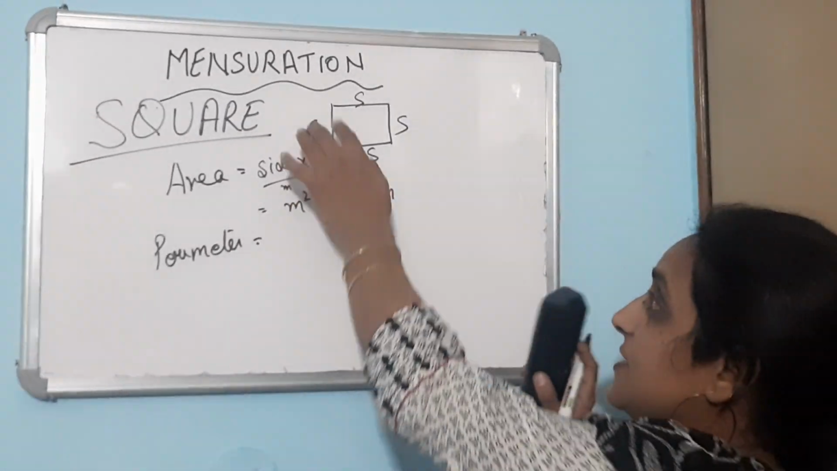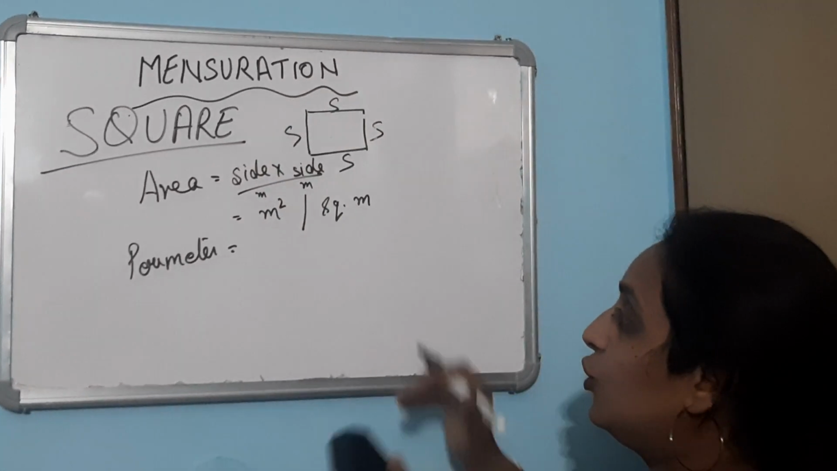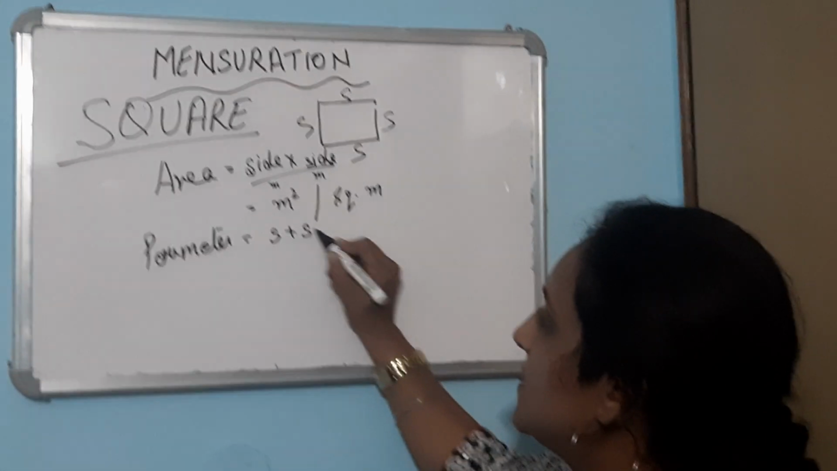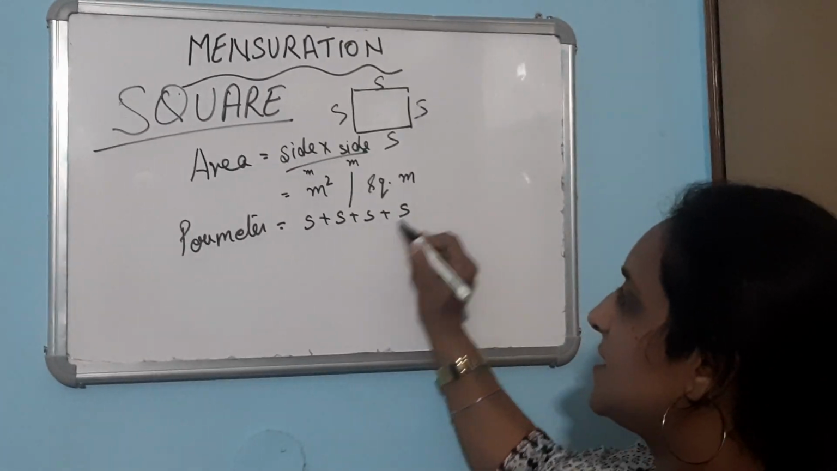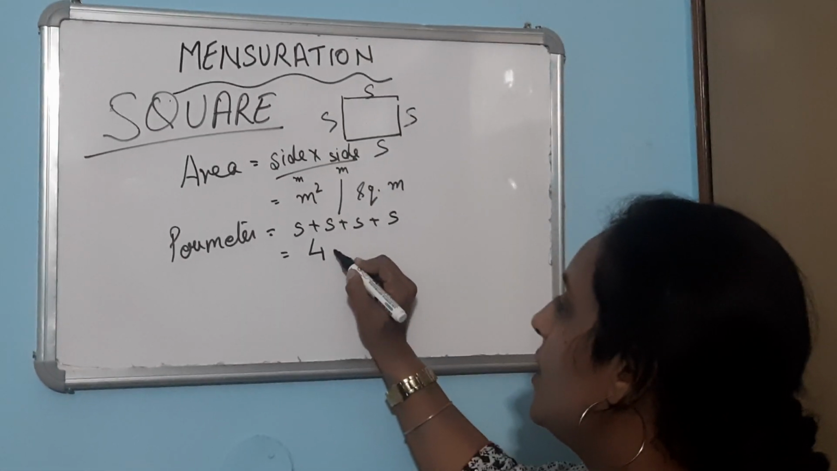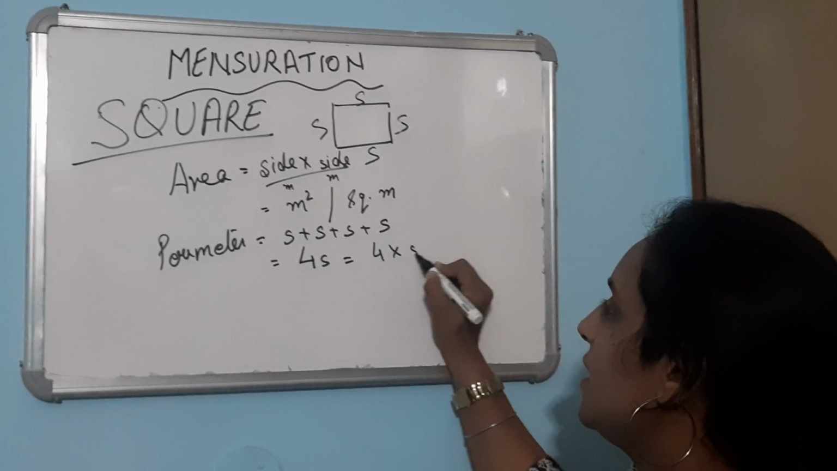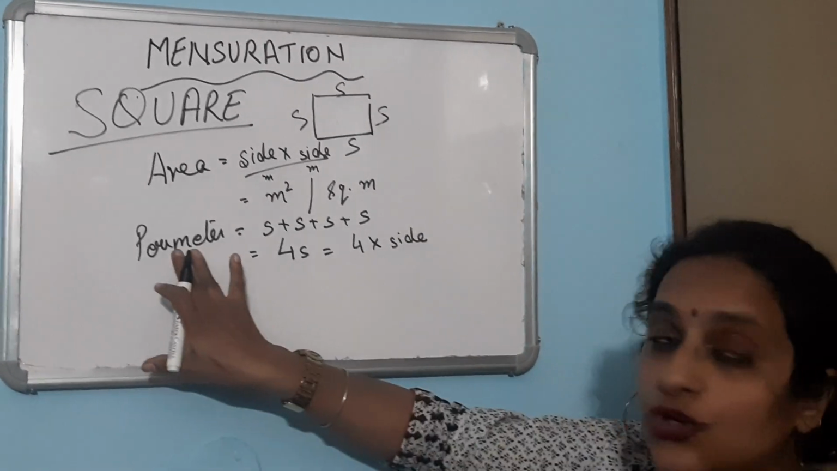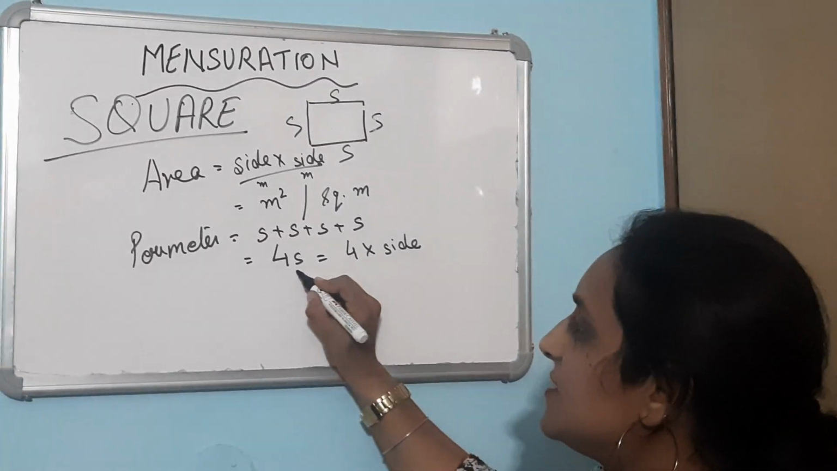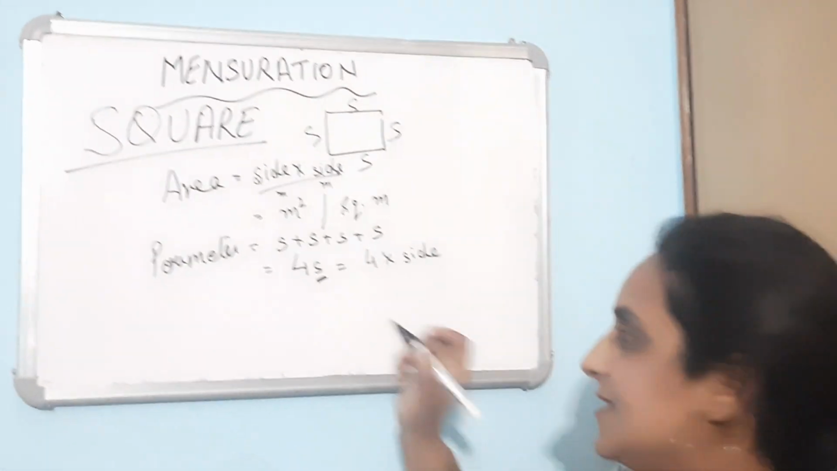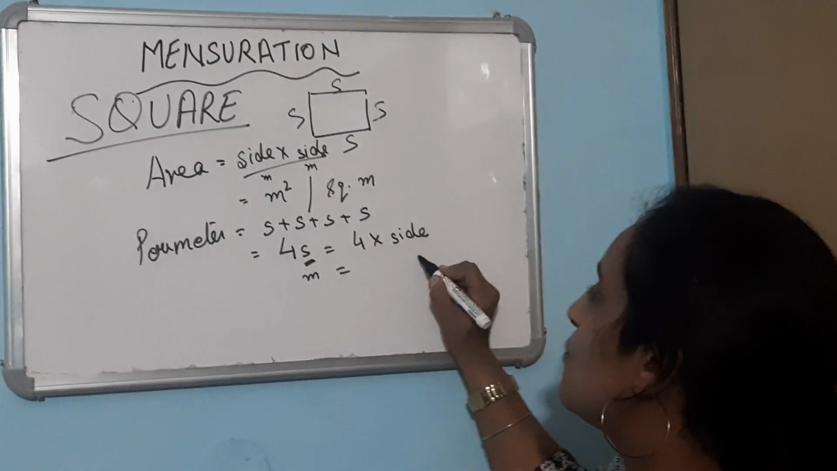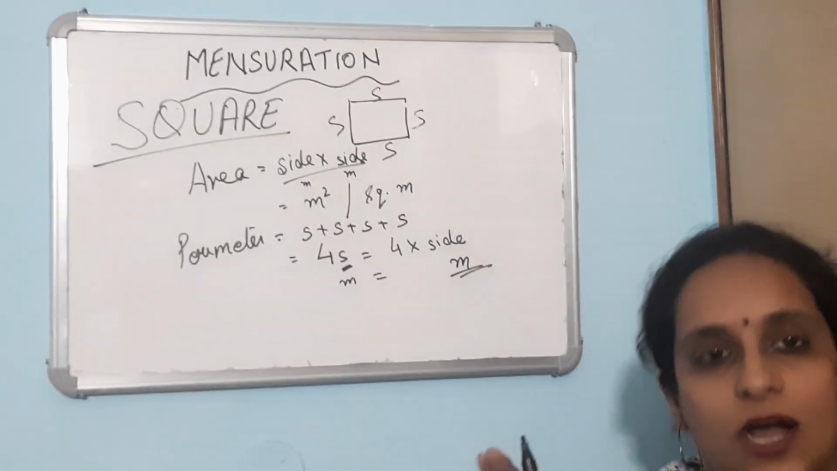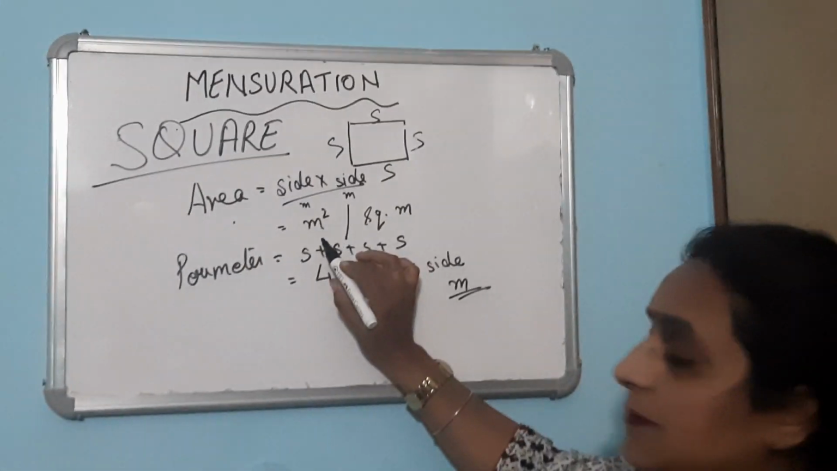Now what is the perimeter? I told you perimeter is the outer boundary, the total of all the sides. So it is side plus side plus side plus side. So it makes 4S, that is 4 into side. The unit of perimeter is always the same as the unit of the side. If the side is in meter, the perimeter is in meters, but the area is in meter square.